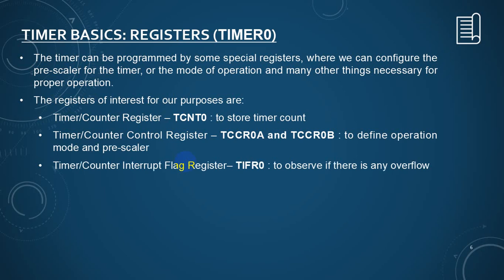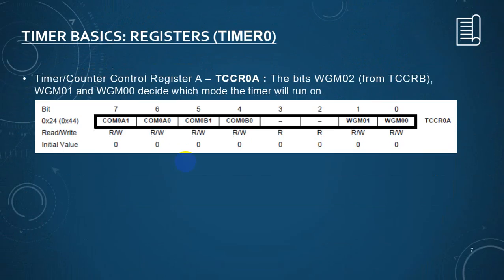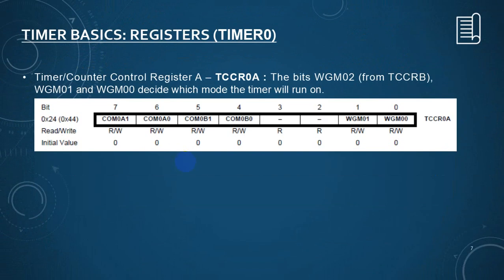The timer counter interrupt flag register, TIFR0, is used to observe if there is any overflow. The output compare registers, OCR0A and OCR0B, are used to match the timer count with some custom value. For CTC or PWM mode, we use these output compare registers, and we don't need them for the overflow, standard or normal mode of operation. So these are the registers for timer 0.